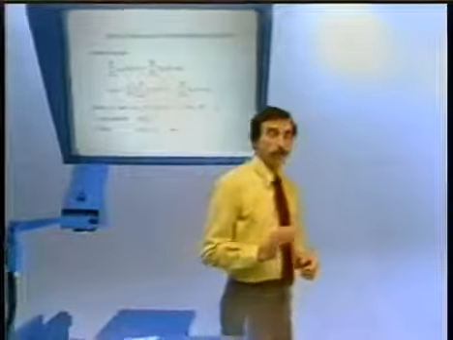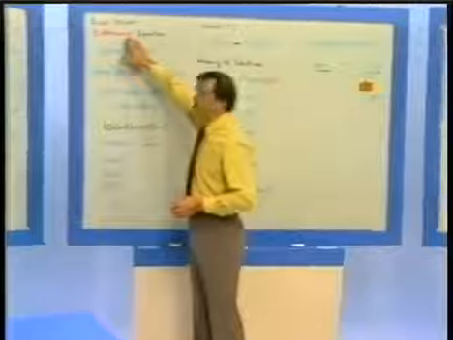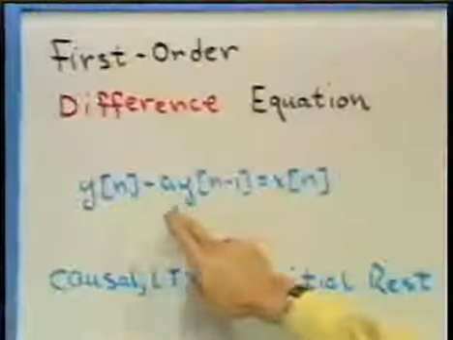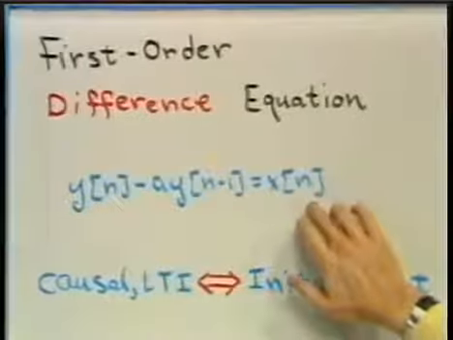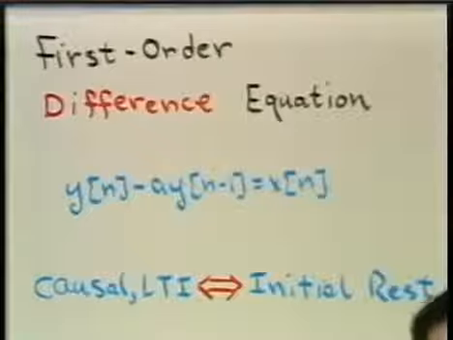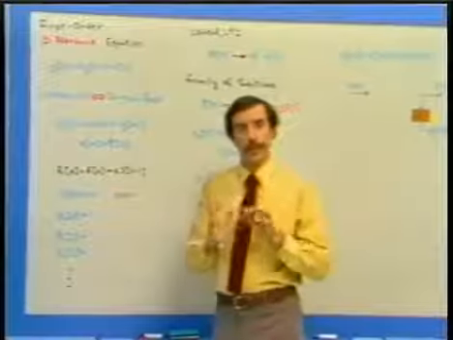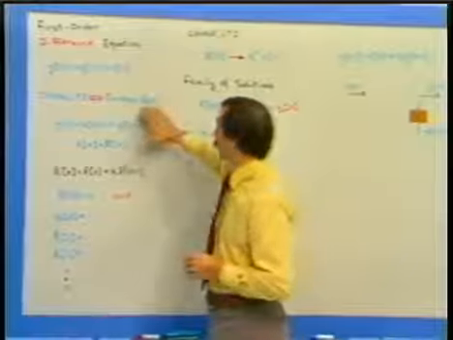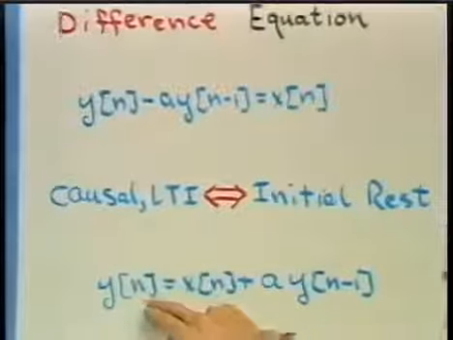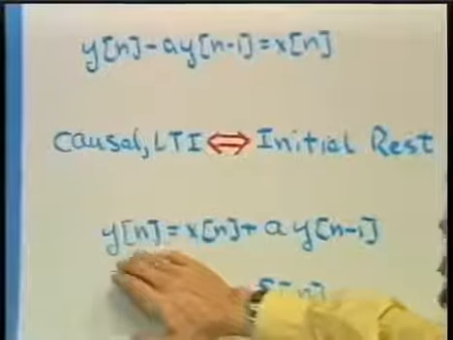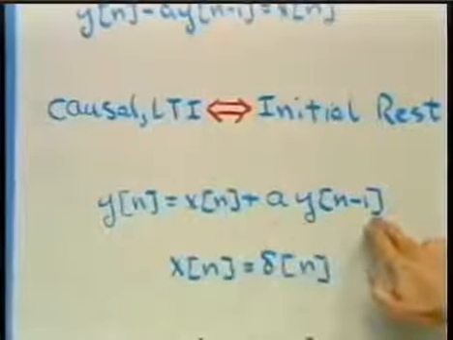Well, let's look at this specifically in the context of a first-order difference equation. So let's take a first-order difference equation, as I've indicated here. And so we have an equation that tells us that y of n minus a times y of n minus 1 is equal to x of n. Now, if we want this to correspond to a causal linear time invariant system, we impose initial rest on it. We can rewrite the first order difference equation by taking the term involving y of n minus 1 over to the right-hand side of the equation.